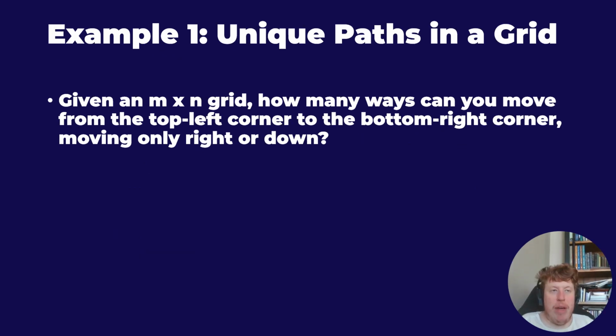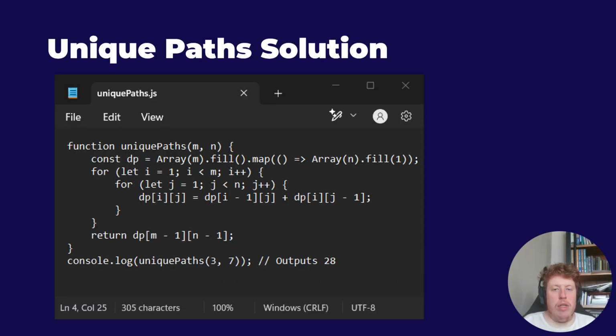Let's solve the unique paths problem. Given an n by n grid, how many ways can you move from the top left corner to the bottom right corner, moving only right or down? Here's a solution that uses 2D DP. We create a DP table to store the number of unique paths at row i, column j. Then we update the table using the following rule. dp[i][j] equals dp[i-1][j] plus dp[i][j-1]. Then the answer is at dp[m-1][n-1].